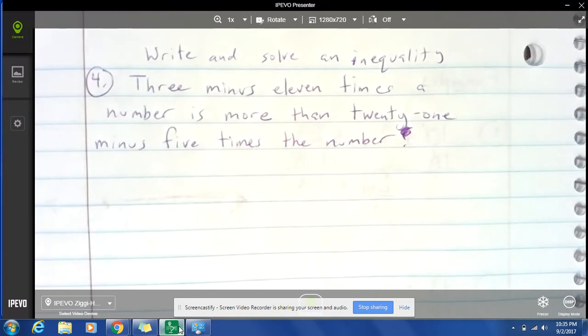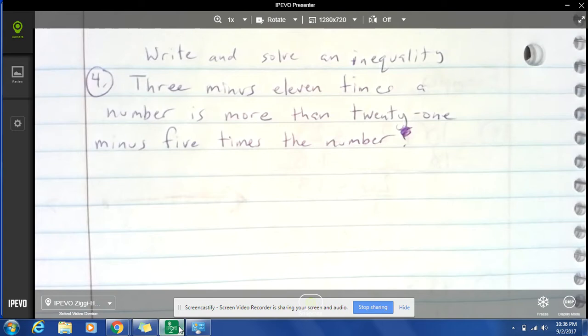Write and solve an inequality for the following. 3 minus 11 times a number is more than 21 minus 5 times the number. Go ahead and pause it and do it. I'll wait. All right, I'm done waiting. Let's go ahead and write the inequality that we need to solve for this problem.